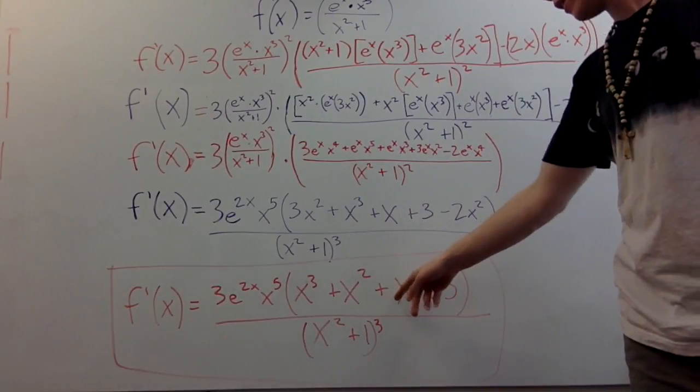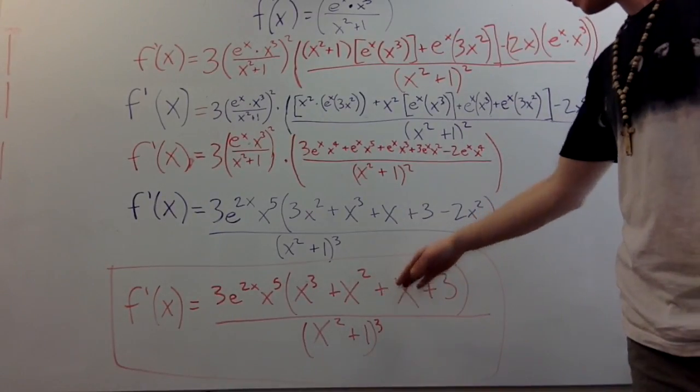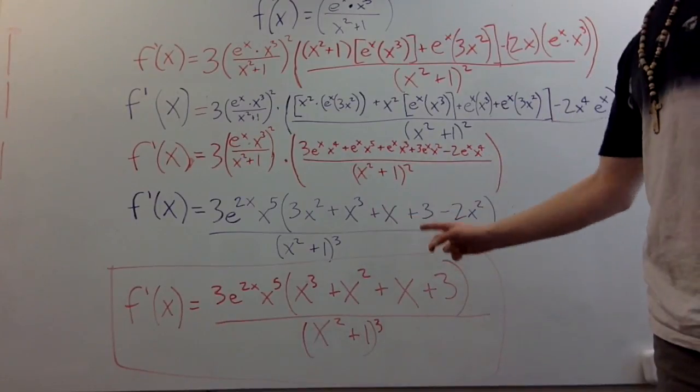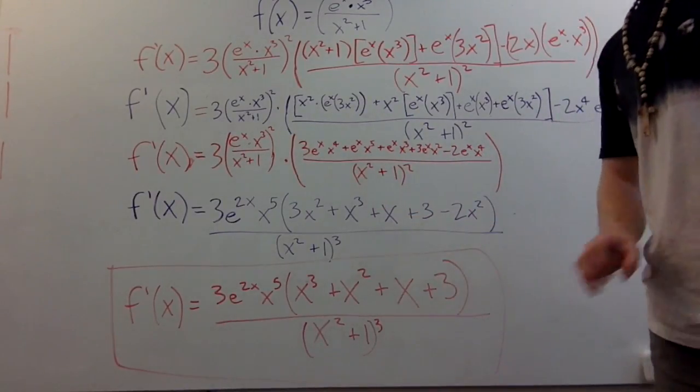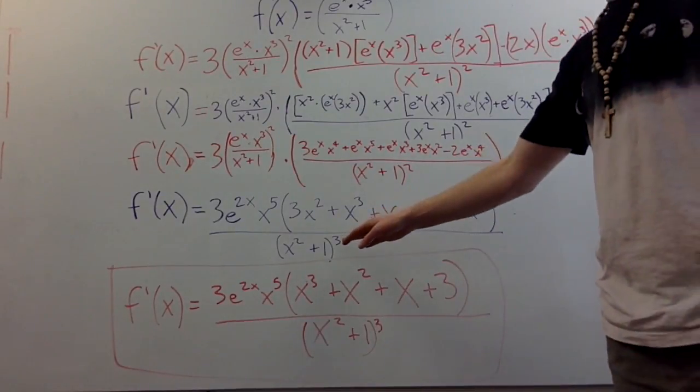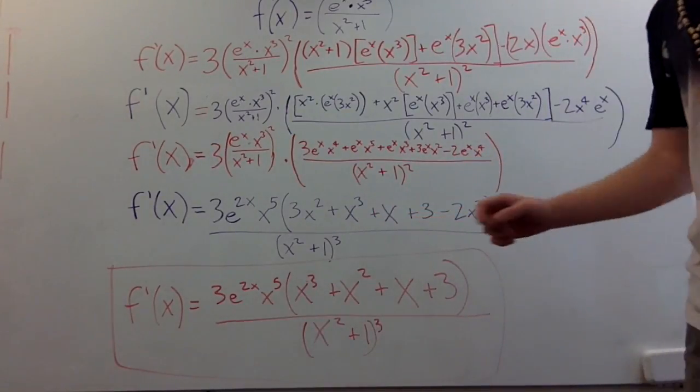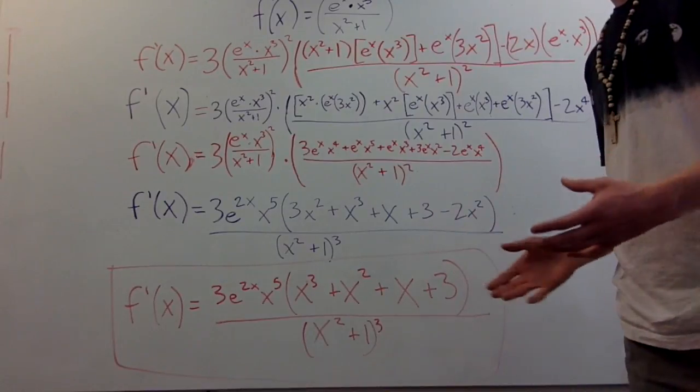And then down here you get, once again, plus x, and the x is right there, you just brought that down, and then the 3 is right there, just brought that down, so plus 3, and then all over the same denominator as the prior step, which is x squared plus 1 all to the third.